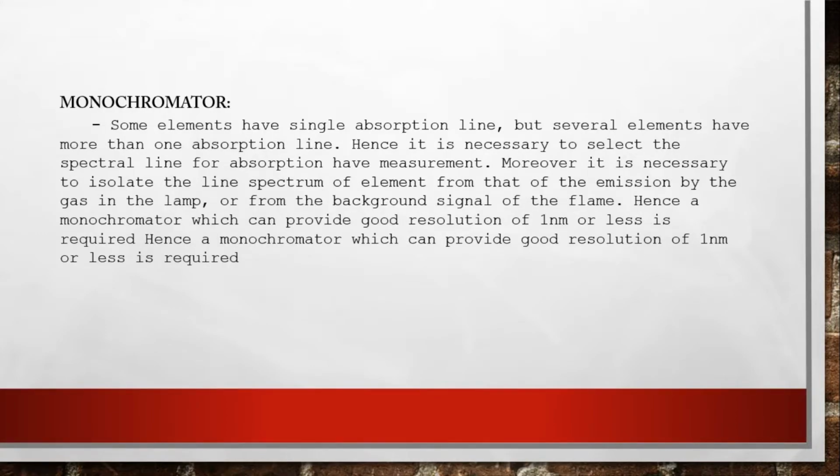And then the monochromator. Some elements have a single absorption line, but several elements have more than one absorption line. Hence, it is necessary to select the spectral line for absorption measurement. Moreover, it is necessary to isolate the line spectrum of the element from that of the emission by the gas in the lamp, or from the background signal of the flame. Hence, a monochromator which can provide good resolution of 1 nm or less is required.